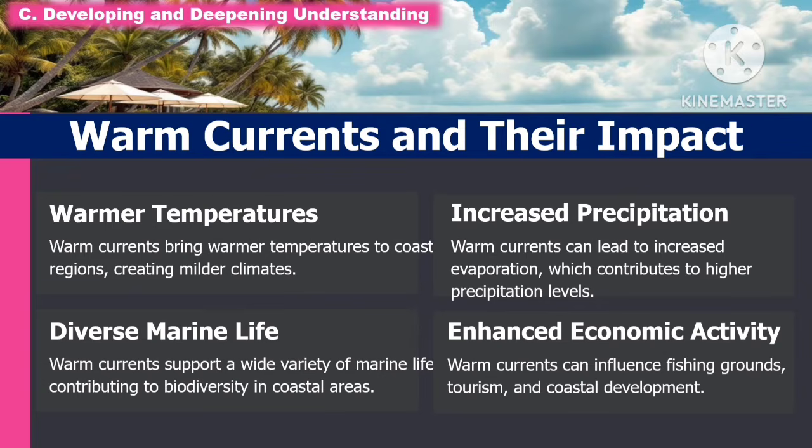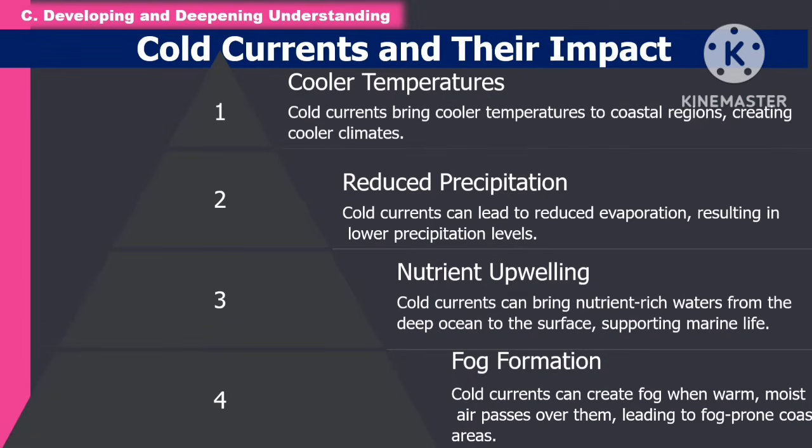And the last one is enhanced economic activity. Warm currents can influence fishing grounds, tourism, and coastal development. The following are the cold currents and their impacts. So the first one is cooler temperatures. Cold currents bring cooler temperatures to coastal regions, creating cooler climates. The second one is reduced precipitation. Cold currents can lead to reduced evaporation, resulting in lower precipitation levels.